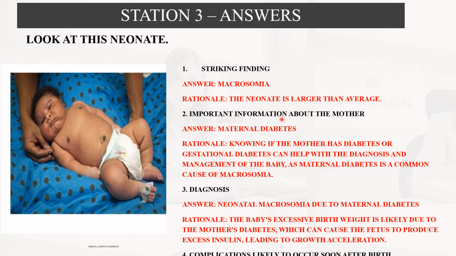Then important information about the mother you can ask is whether she has maternal diabetes. Knowing if the mother has maternal diabetes or gestational diabetes can help us with the diagnosis and management of the baby, as maternal diabetes is a common cause of macrosomia. So this is one important information you need to know about the mother. Is she just diabetic, or did she just develop gestational diabetes? This is very important information.